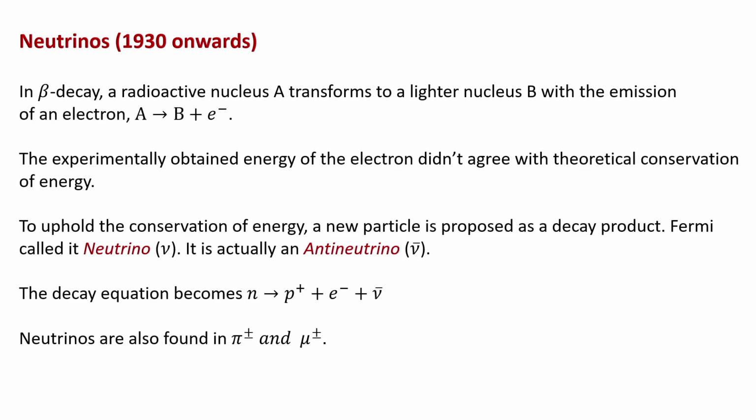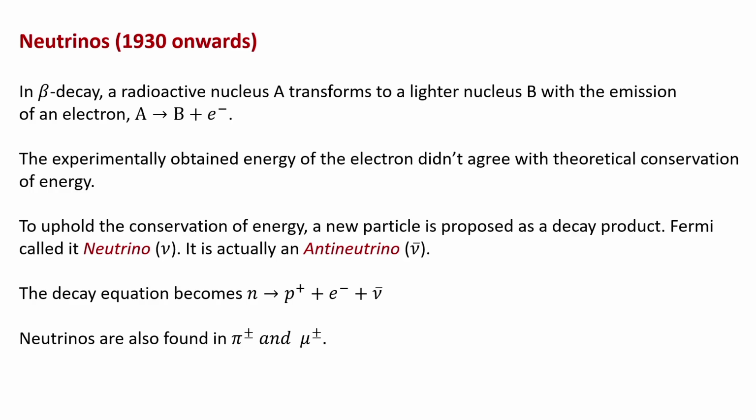There was another anomaly: the experimentally obtained energy of this electron did not agree with the theoretical conservation of energy. So it was probably on the verge of giving up the conservation of energy requirement, but then Fermi proposed that there be a new particle which carries the difference in energy. So this conservation of energy is still valid, and he called it the neutrino.